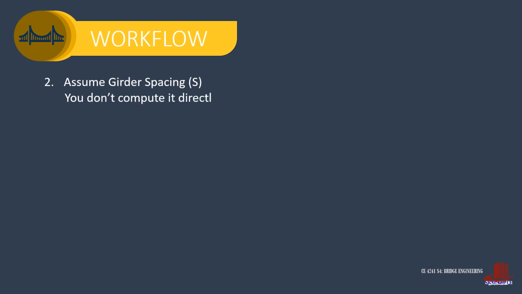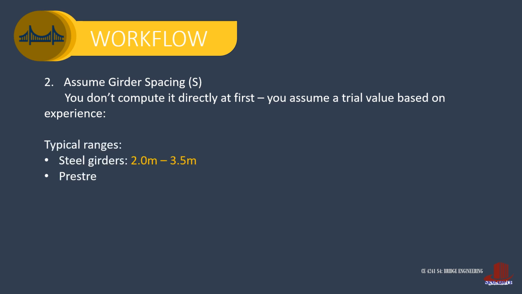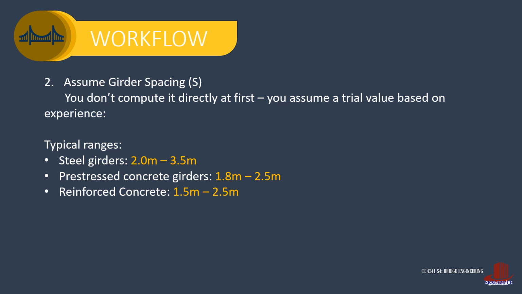The next step is assuming the girder spacing S. To help out in the assumption, typical ranges include steel girders of 2 to 3.5 meters and 1.8 to 2.5 meters for pre-stressed concrete girder. For reinforced concrete, the range is from 1.5 to 2.5 meters, though RC girder bridges are less common for longer spans since they are heavier. They have lower strength-to-weight ratio and they crack under tension, thus needing conservative spacing.